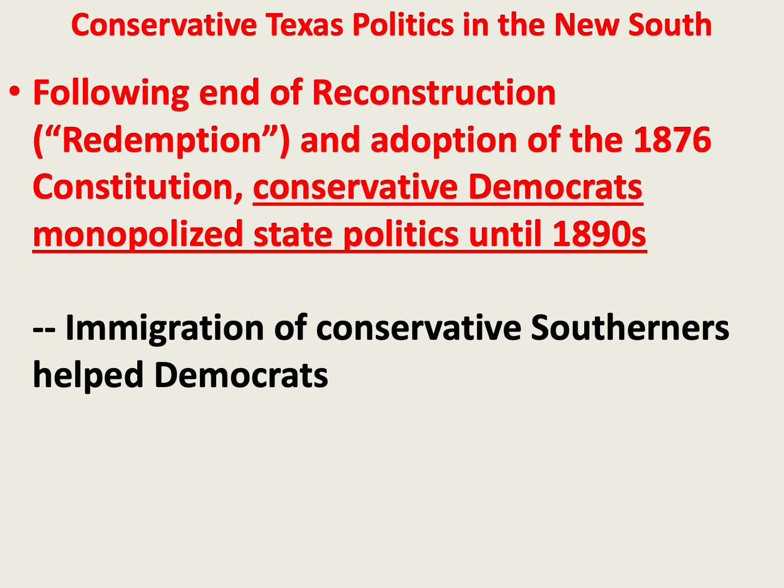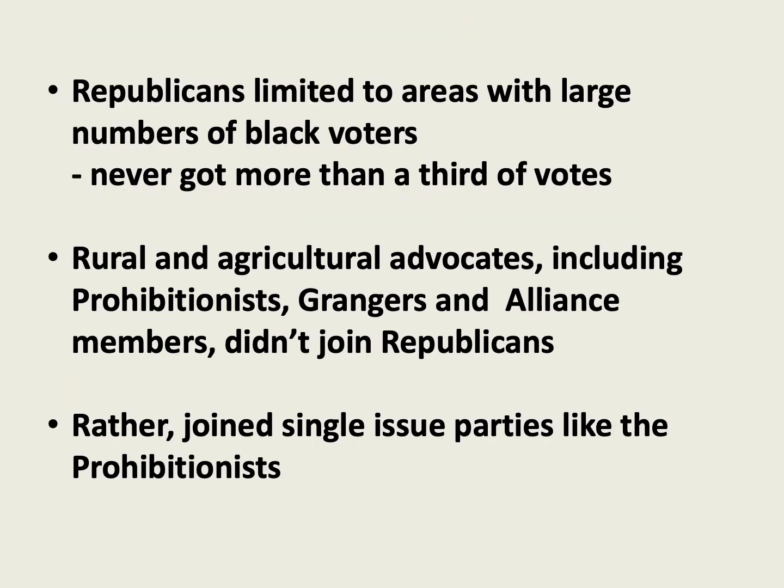So, looking at this entire period of time after the end of Reconstruction or redemption, conservative Democrats basically ran state politics. And as I mentioned before, the immigration of many, many conservative Southerners helped the Democrats because they shared the racial and political beliefs of the conservative Democrats in Texas. Now, during this period of time, the Republicans never got more than a third of the votes in Texas, and they were limited to areas with large numbers of black voters.